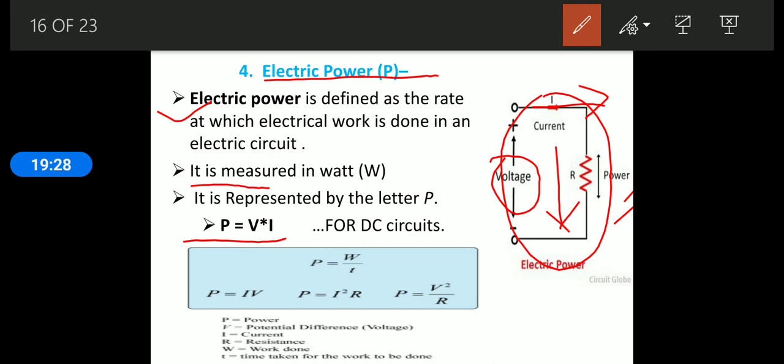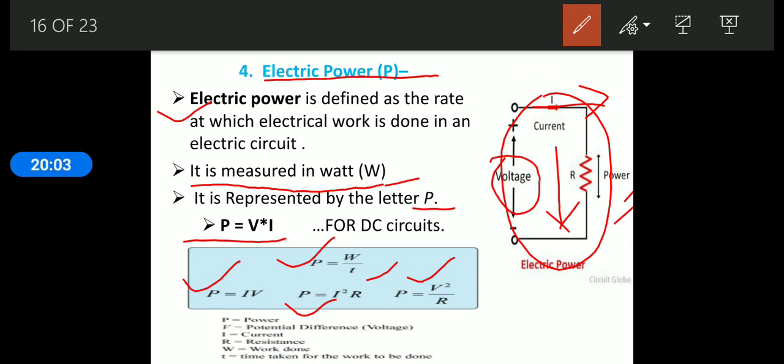The unit of power is watt. That is, power is measured in watt. It is denoted by P. Then another equation of power is given by P equal to W by T. W is nothing but work done, T is time. P equal to IV, that is VI also, P equal to I square R, P equal to V square by R.